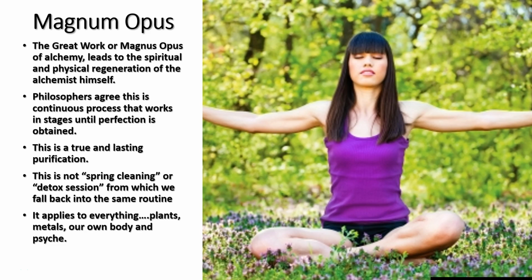Philosophers agree that the process consists of stages, which are repeated over and over again on the matter until perfection is obtained. These stages or operations represent the active principles of work in nature, whether we're speaking of the work on plants, or metals, or our own body and psyche. The alchemical work is not just a spring cleaning or a detox session from which you fall back into the same routine. Instead, it's a true and lasting purification. Some people might call this a lifestyle.